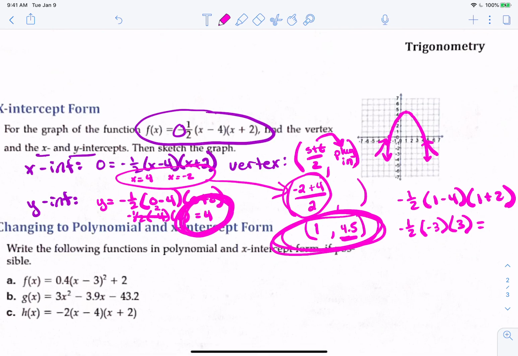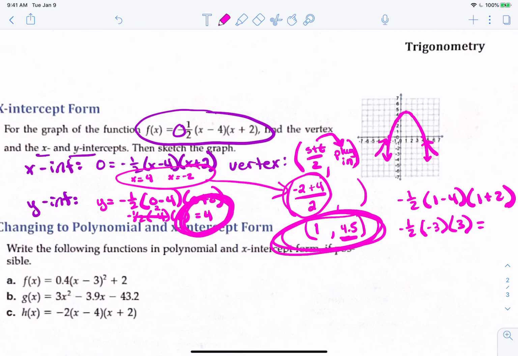So the 3 things that we needed to find were the x-intercepts, which are 4 and negative 2, the y-intercept, which is 4, and the vertex, which is 1 comma 4.5. The 4 came from the y-intercept. Yeah, where's the 4 though? On the graph? The y-intercept is 4. Put a little dot right there.